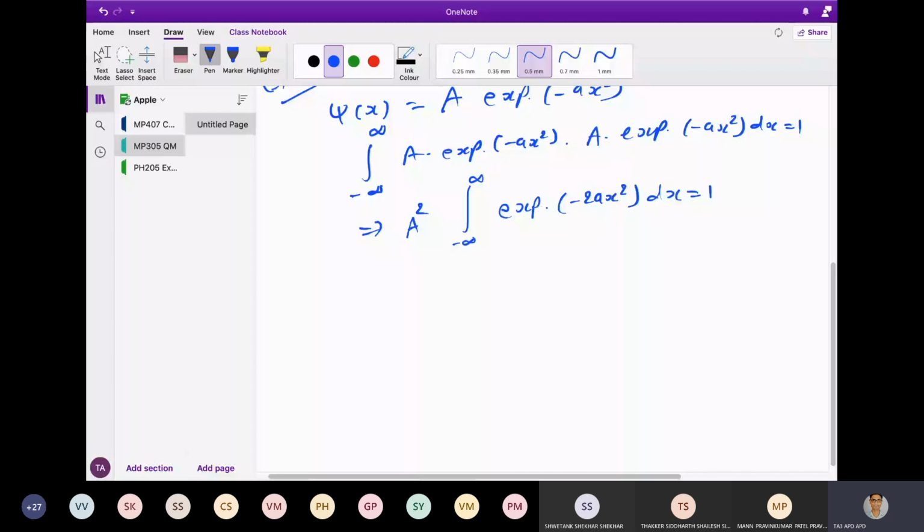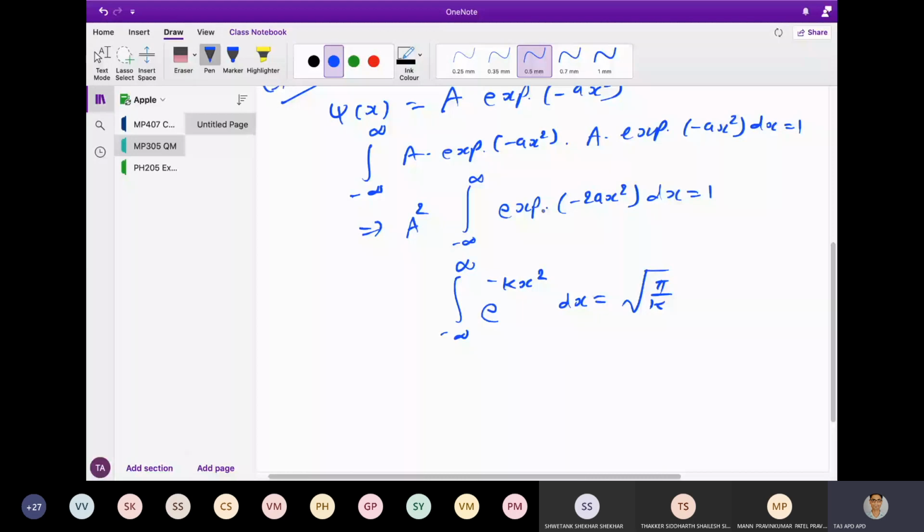So if you have e to the power minus k x square, and we are taking the integral from minus infinity to plus infinity with respect to dx, the value of this integral is nothing but under root of pi by k. Okay. So this is a standard integral. However, if you want to derive it, you can, but it then becomes long mathematics, which we do not want to do.